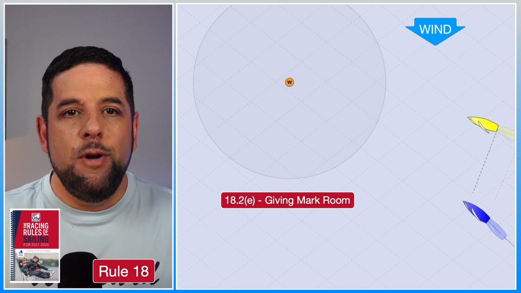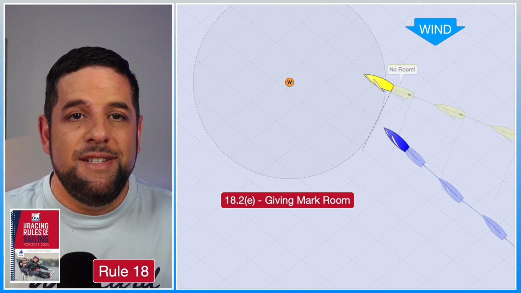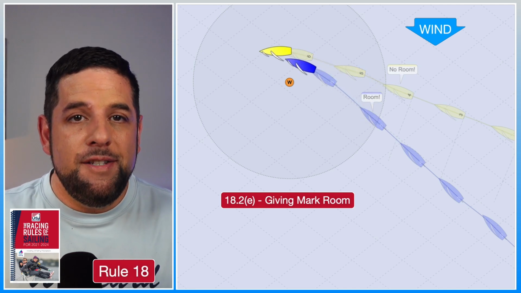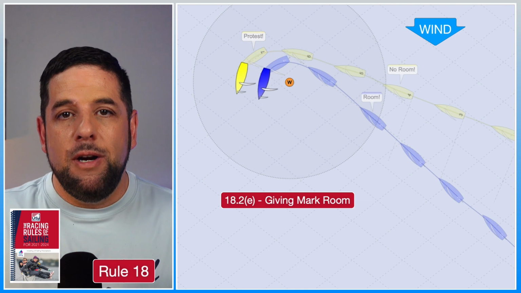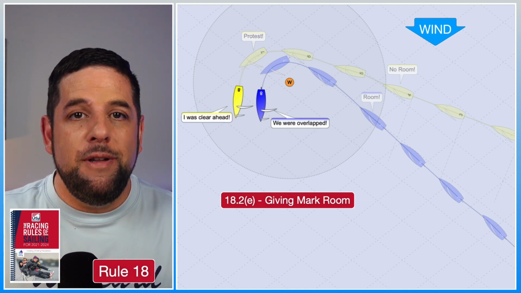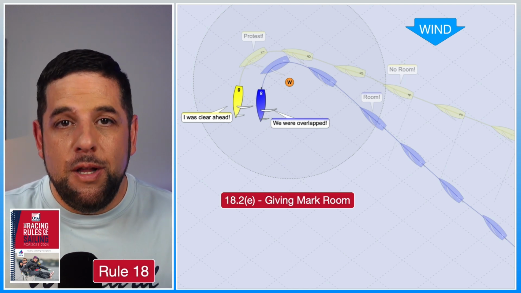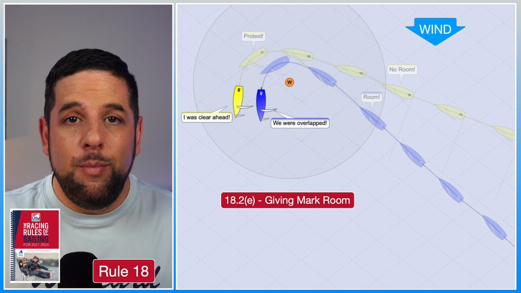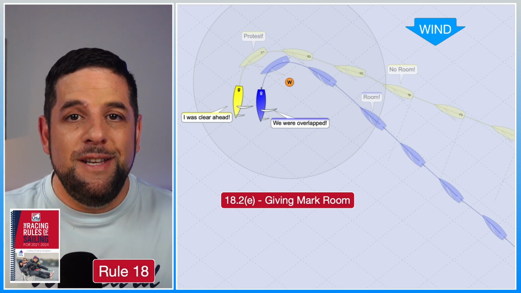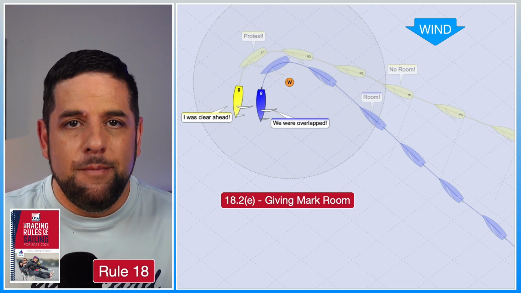If there is a disagreement over whether overlap existed at the zone, the onus of proof is on the boat that claims to have gained the advantage at the last minute. In this scenario, two boats approach the windward mark on the same starboard tack. As the two boats approach the zone, they are overlapped, but just before the zone, yellow breaks overlap. When yellow reaches the zone, she is clear ahead and blue is clear astern. Rule 18.2 dictates that blue must give yellow mark room, but blue doesn't give mark room and yellow protests.